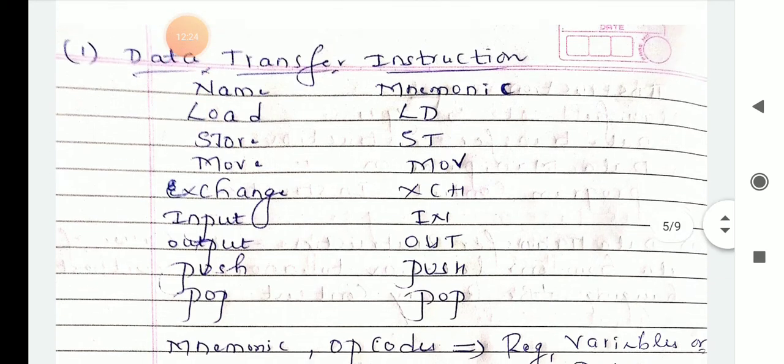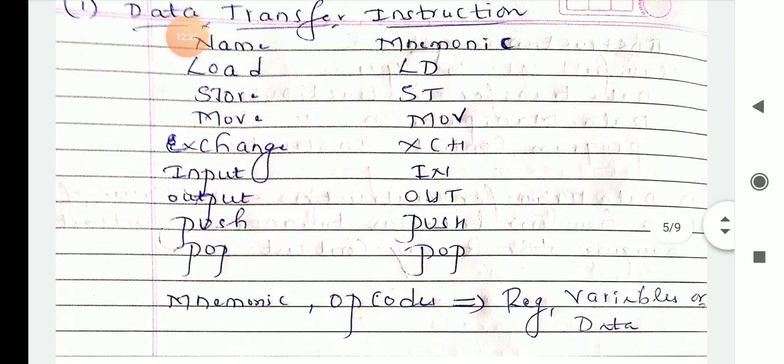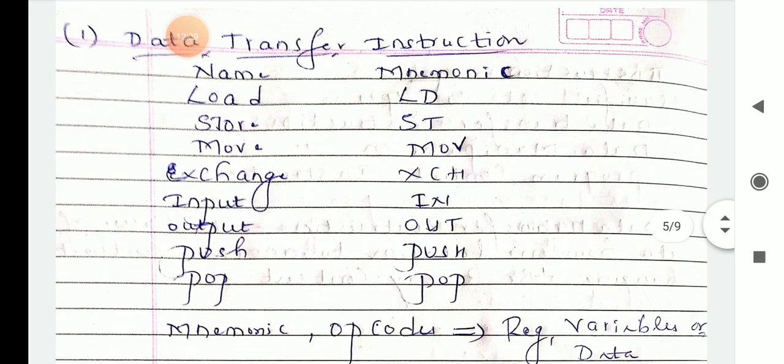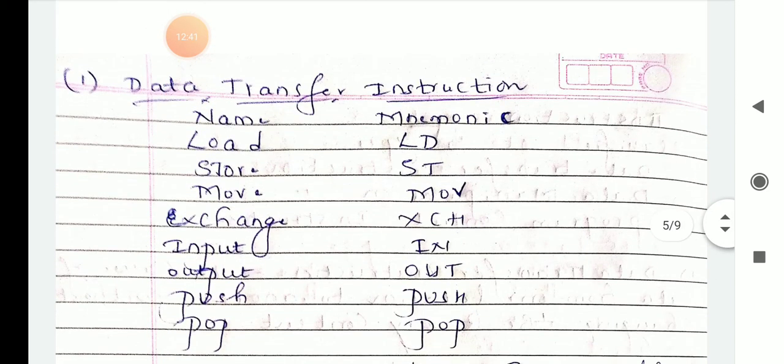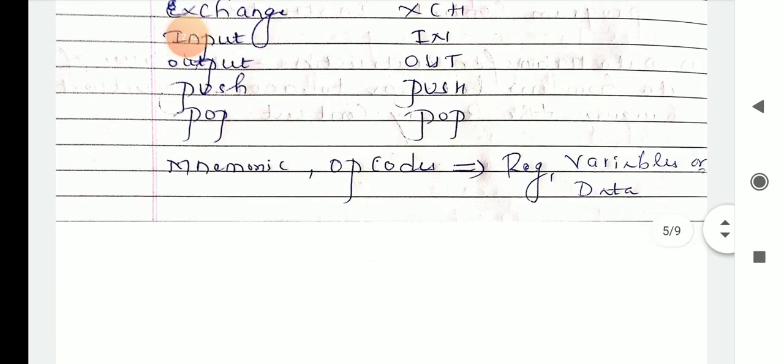As you know, these are all called mnemonics, and these are names related to data transfer instructions. Opcodes. By using these opcodes, you can use the registers, or you can use the variables, or you can use data. All are used for these data transfer instructions.